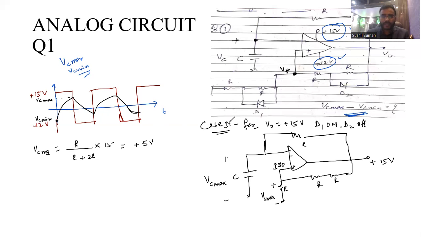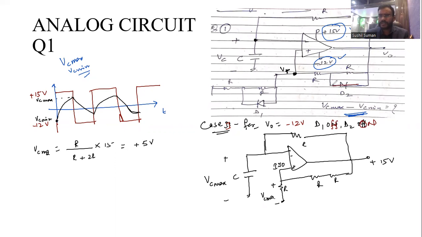Okay. Now case 2. For case 2, for V naught equal to minus 12 volt. So my dear students, let's say this is for minus 12 volt. When V naught becomes minus 12 volt, then D1 is what? Off, and D2 is on.